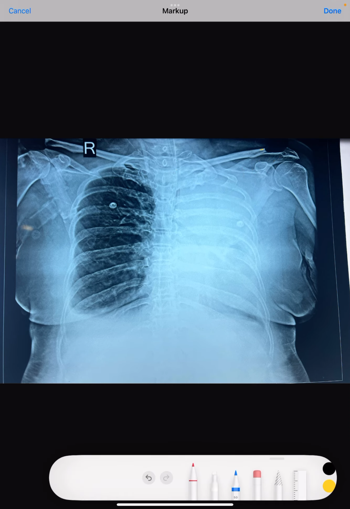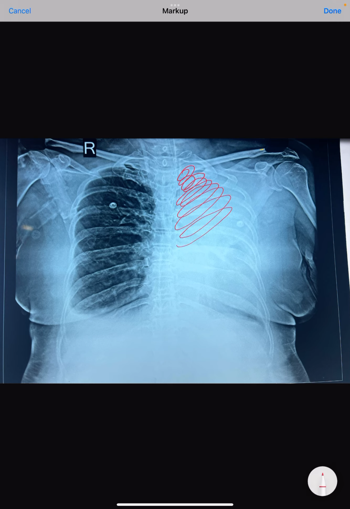When we do the next X-ray, we can see that this lung which was completely radio-opaque has now opened up, and will now look like this. That's all for now, and thank you.